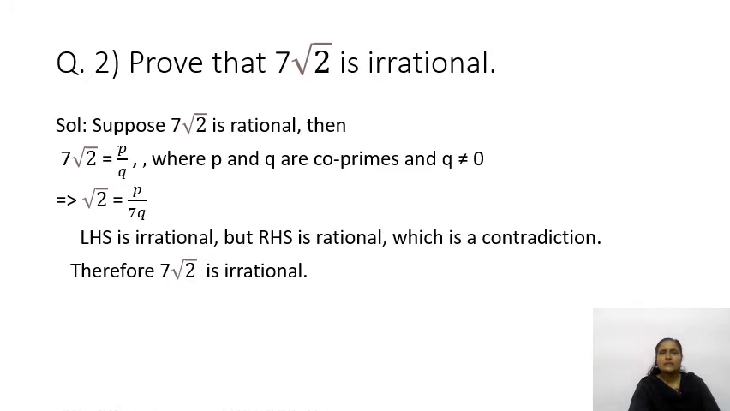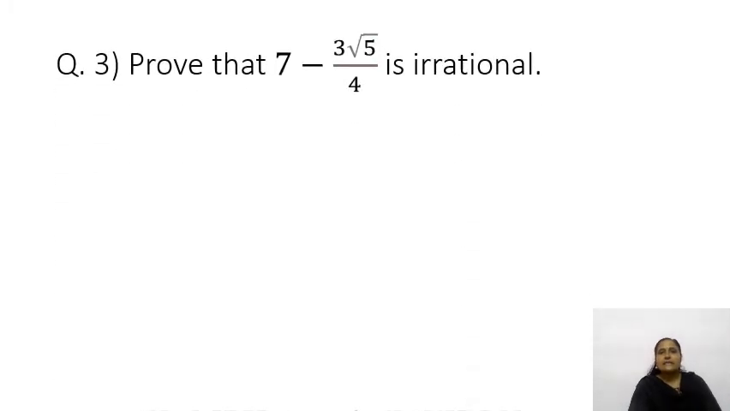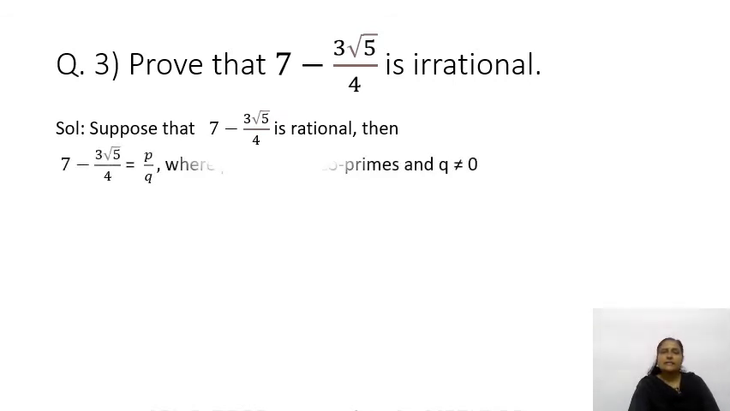Now we can check the next question. The next question is, we have to prove (7 minus 3 root 5) by 4 is irrational. Again, we'll take the contradiction. We'll suppose that it is rational. So if it is a rational number, it can be expressed in the form of P by Q, where P and Q are co-primes and Q is not equal to 0.